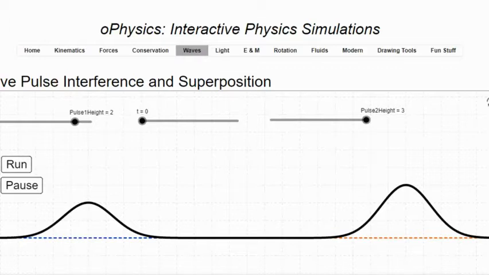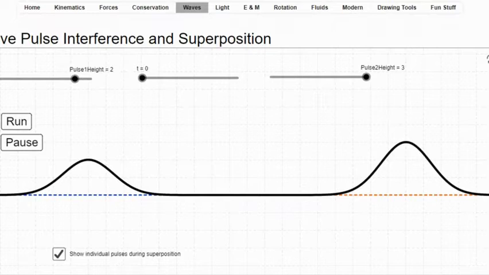So, first of all, wave pulse interference and superposition. We're talking about wave pulses here. We're not talking about repetitive or periodic waves. We're talking about single wave pulses, or as you can see on the screen, in this case, two wave pulses. And we're going to look at what happens when these two wave pulses try to occupy the same space at the same time. Now, this is a really interesting phenomenon of waves.